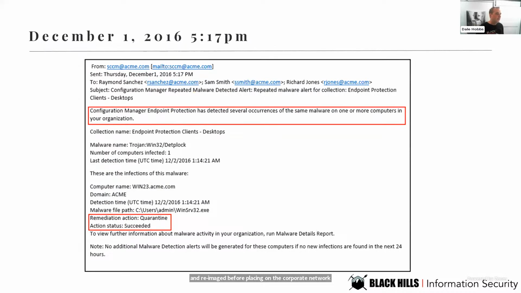Now, at just after 5 o'clock, 5:17 p.m. to be exact, another email for a second computer came through, again indicating a virus infection. The email specifically said that it was successfully quarantined. So, why would anyone even bother checking it, right? The email said it was successful. Yeah, they just moved on with their day.